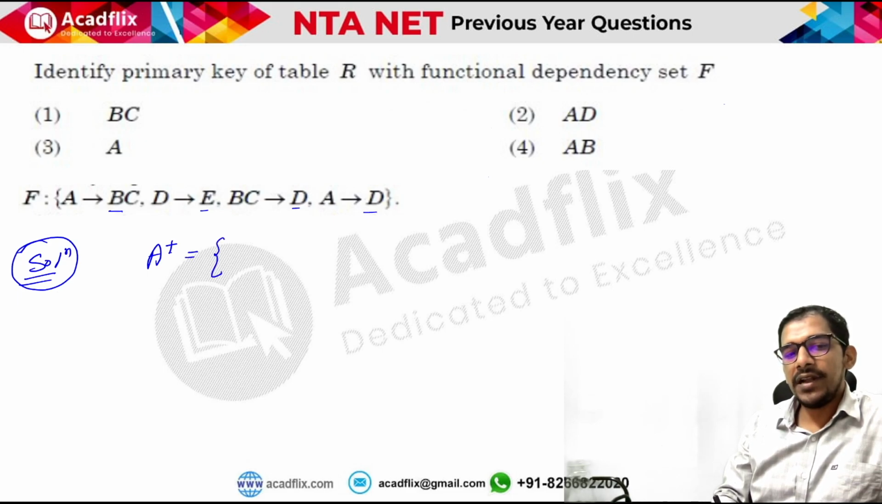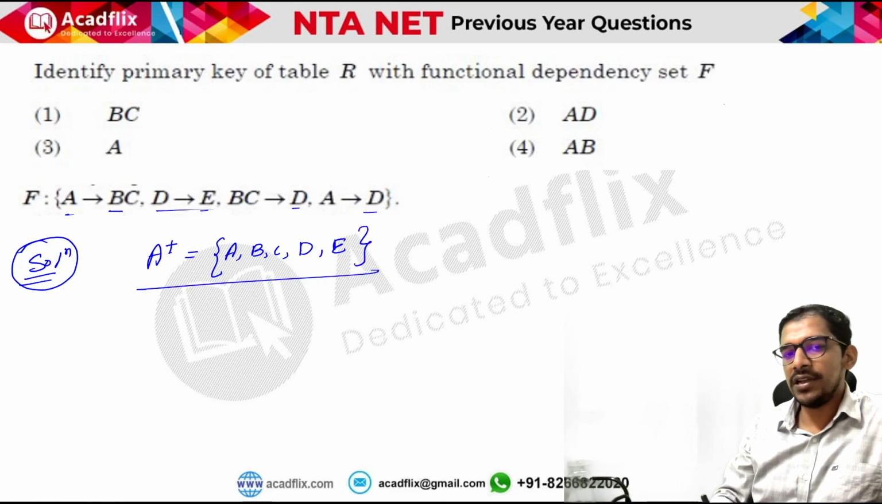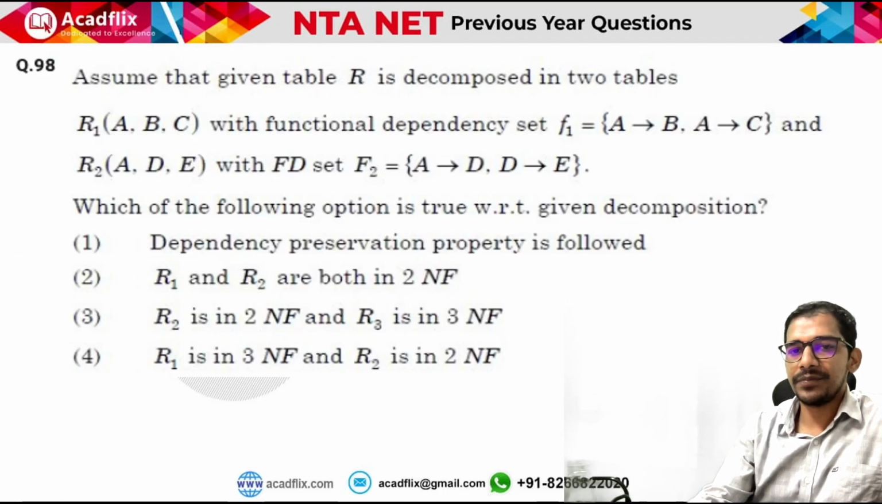Now see what you will get from a closure. From a you are getting a, from a you are getting bc, from bc you can get d, and from d you can get e. That means from a we are getting all the attributes. A can determine all the attributes of the relation R. That means a is the key of the relation R, and there is no other key, there is only one key, that is a, because a is not in the right hand side of any functional dependency, so a cannot be replaced by any other attributes.